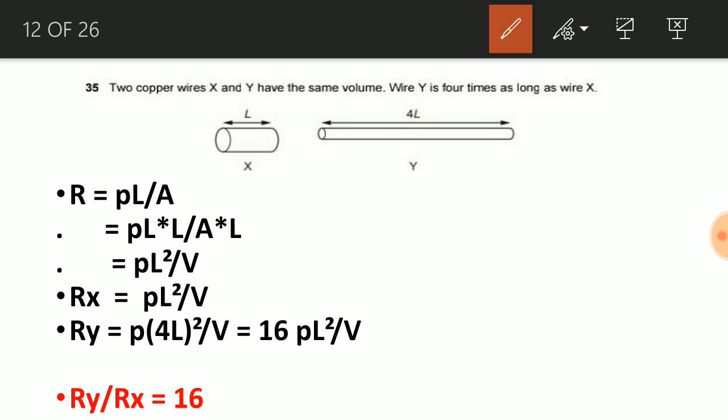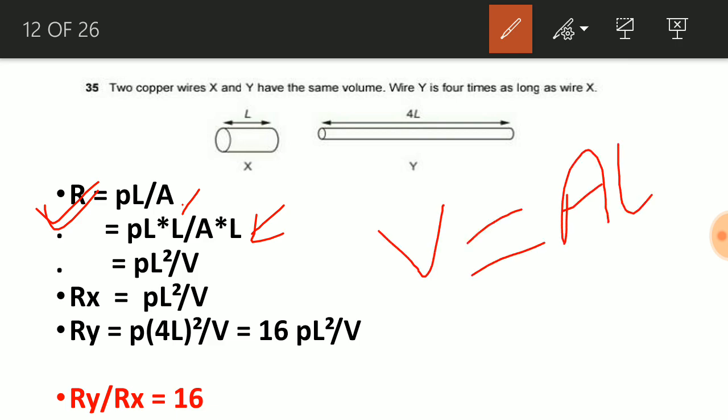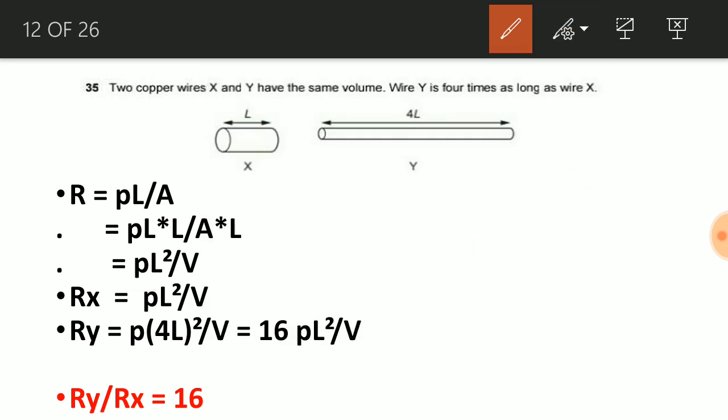For this, let us see. This is our relation R is equal to rho L by A. I will do some modification in this. I will multiply by L in numerator and denominator. The denominator part will then give us volume, since volume is equal to area into length. So we will get our resistance R equal to rho L square by V.